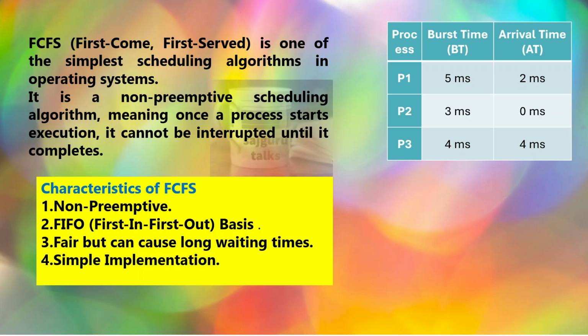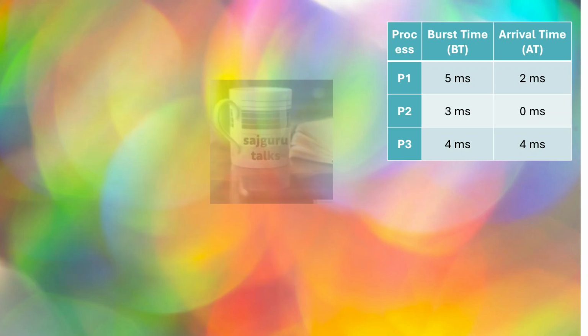Non-preemptive, as we discussed earlier: after a process begins execution, it continues until it finishes. The second one, FIFO: the task that comes first is performed first. And the third one, brief processes might need to wait for lengthy ones to be completed first. This effect is known as the convoy effect, which is a drawback of the FCFS scheduling algorithm. And the fourth one is simple implementation.